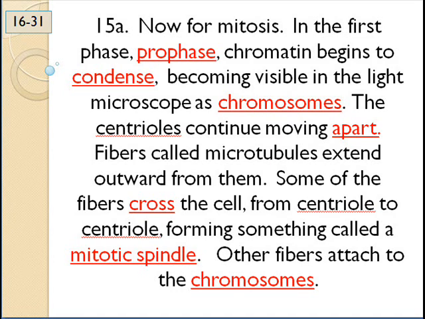PMAT, P-M-A-T. The first phase of mitosis is prophase. And prophase means first. This is when the chromosomes, you can see them now, and I'm about to show you a picture of them. The centrioles are further apart. They're not there yet, but they're further apart than they were a minute ago.